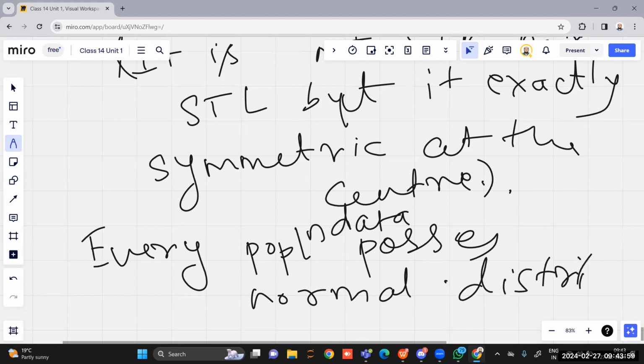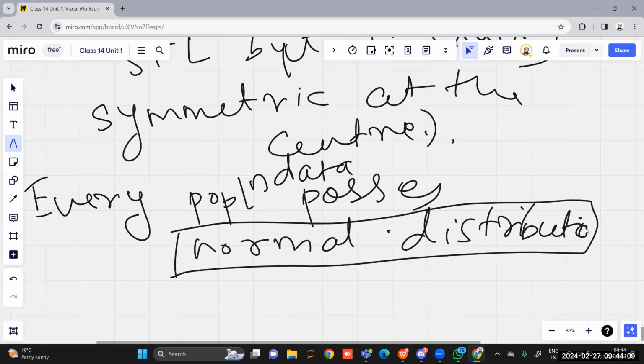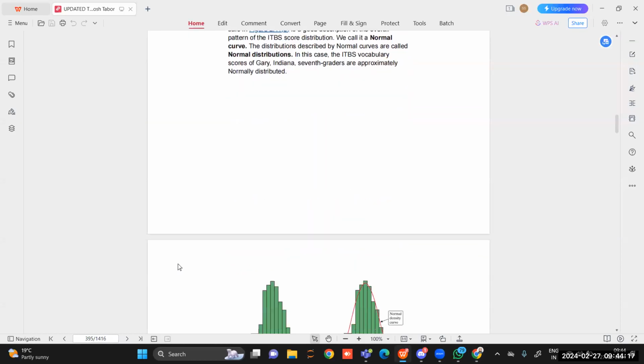Therefore, we are not studying the different distributions, Poisson, Bernoulli, binomial. We are not studying those distributions. Why? Because in statistics and in data science also, this is the main distribution that is under study. That is called the normal distribution.